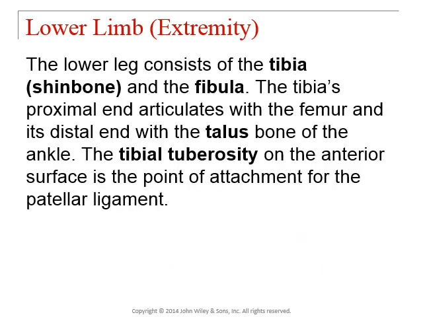Now, the lower leg also has a two-bone system known as the tibia and the fibula. The tibia is commonly known as the shin bone. The fibula is the more lateral of the two. The way you simply remember this is: fibula, fibula is lateral. The tibia's proximal end articulates with the femur, and the distal end articulates with the talus, which is known as your ankle bone.